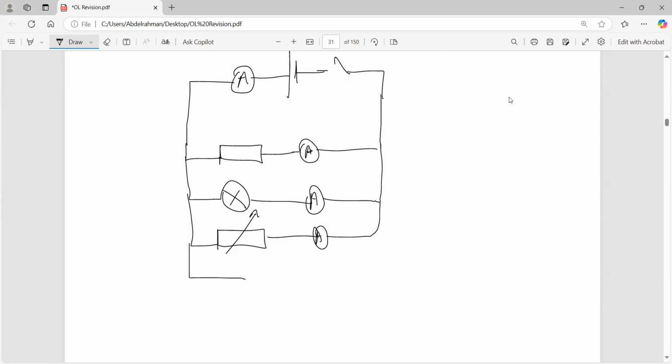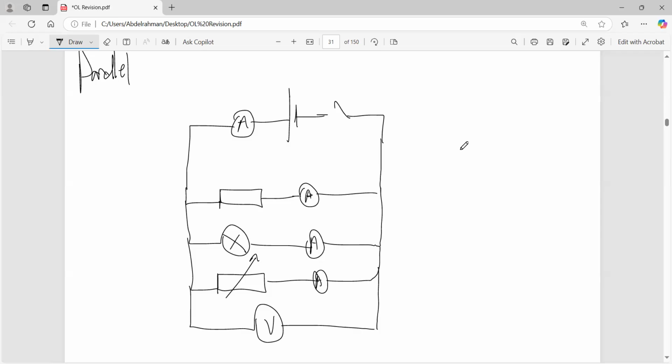And then I can add only one voltmeter to this whole circuit. Why can I add only one voltmeter to this whole circuit? Because all of the components, these three components which are in parallel, will have the same voltage. So the difference between a parallel circuit and a series circuit is that in parallel the voltage is the same, but the current is divided.